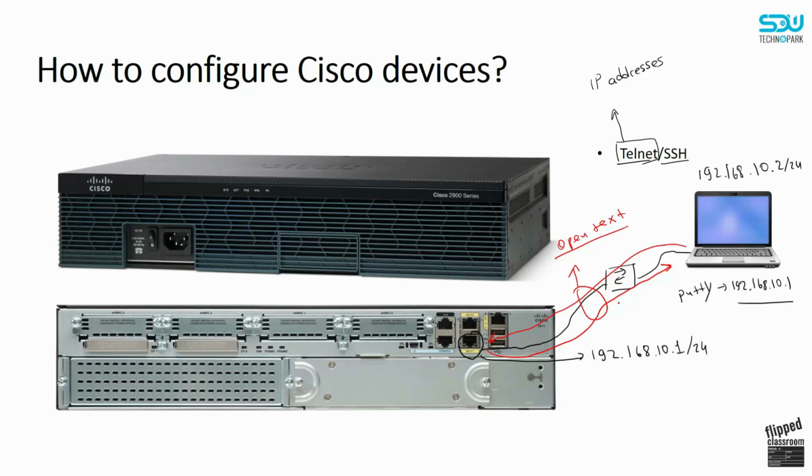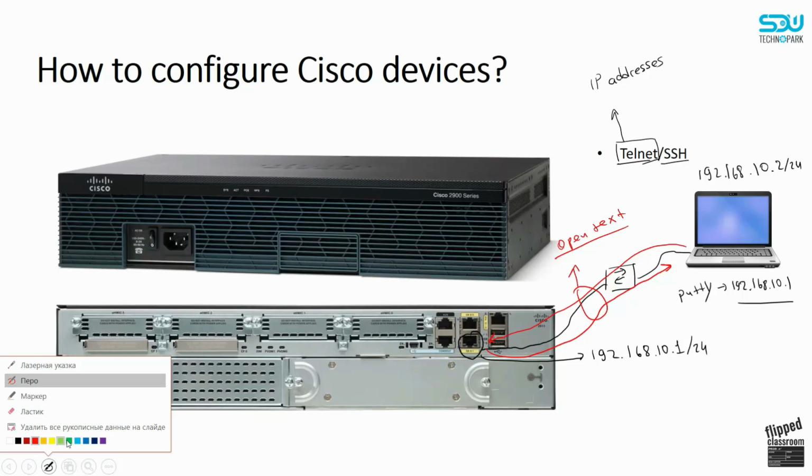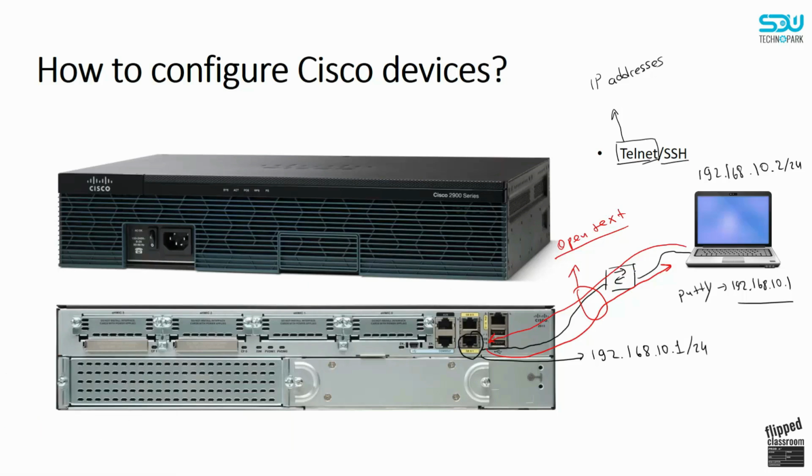If someone wants to get the passwords of the router, he can be connected in the middle, maybe somewhere here, and he can get all the traffic. So this is not good. He can capture all the information which is traveling between the computer and the router and vice versa.